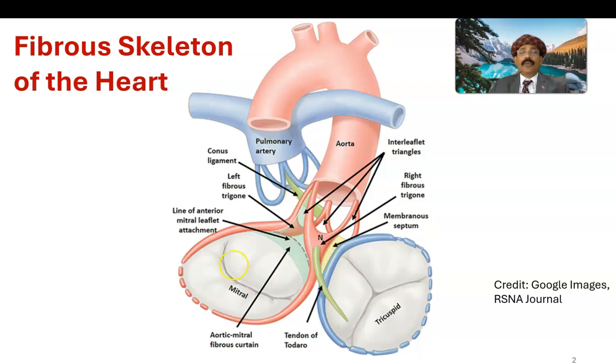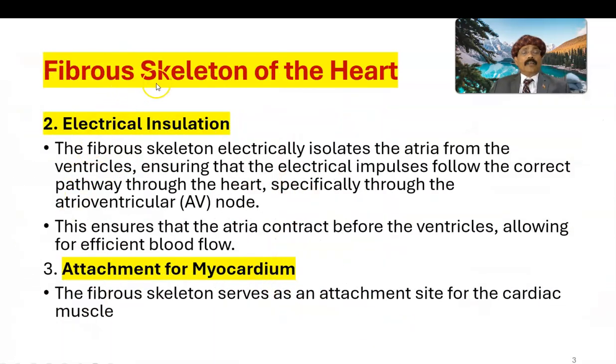We have also the tendon of Todaro that is essential to maintain the triangle of Koch in the interatrial septum in the right atrium, and that is the location of the AV node, the triangle of Koch area. One of the boundaries is formed by the tendon of Todaro. So we got the anchoring, then our function, electrical stimulation.